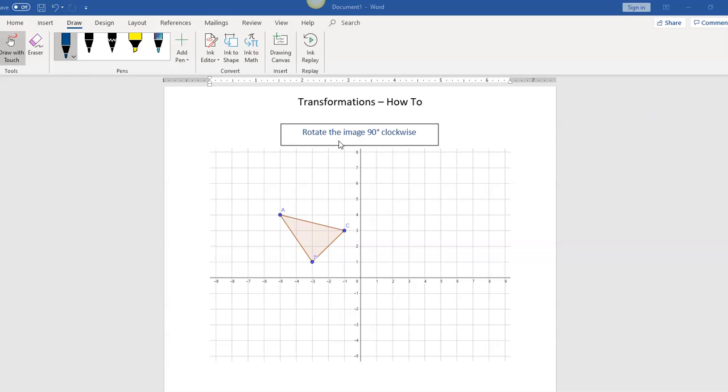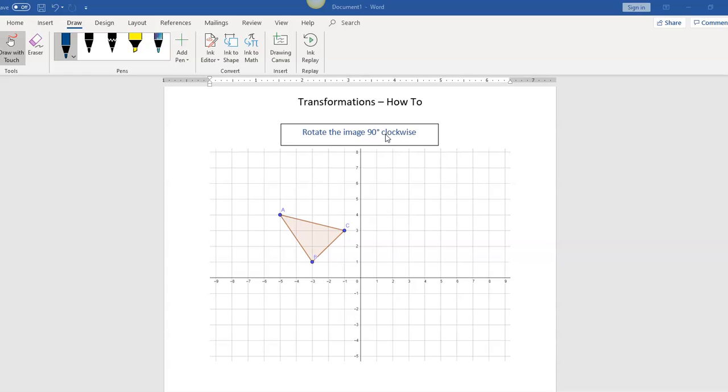I've been getting a lot of questions on drawing rotations. So I'm going to make you a series of 3 different videos that shows you how to draw a rotation. And we're going to start here with rotating our image 90 degrees clockwise, all right?